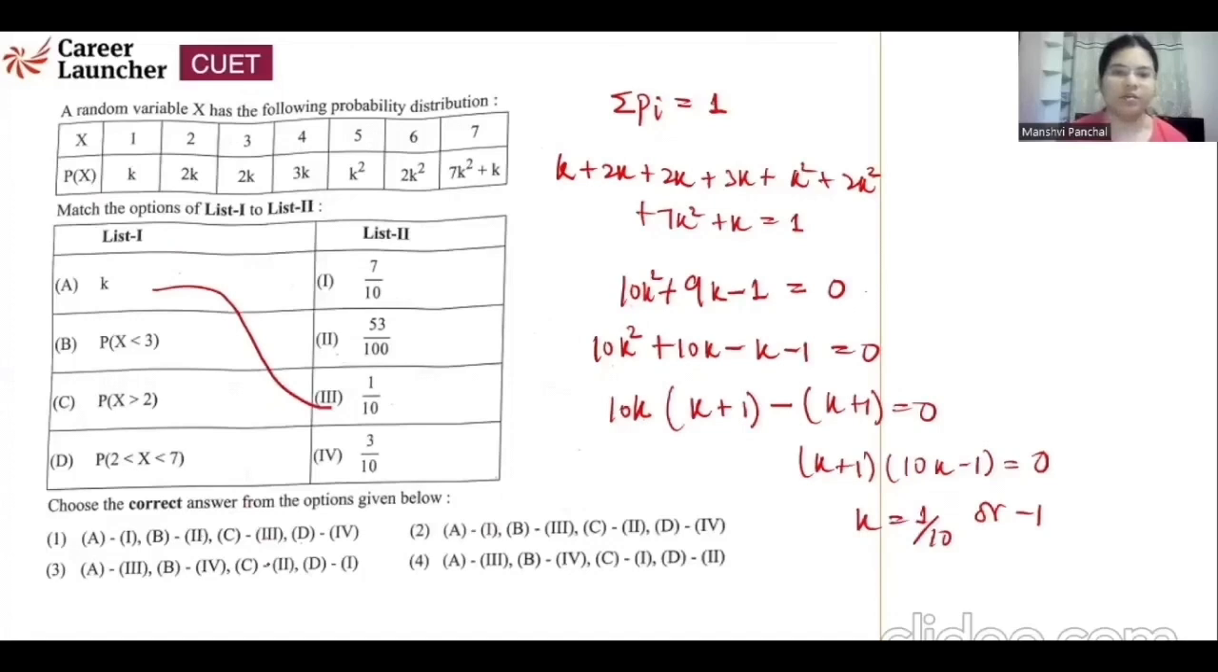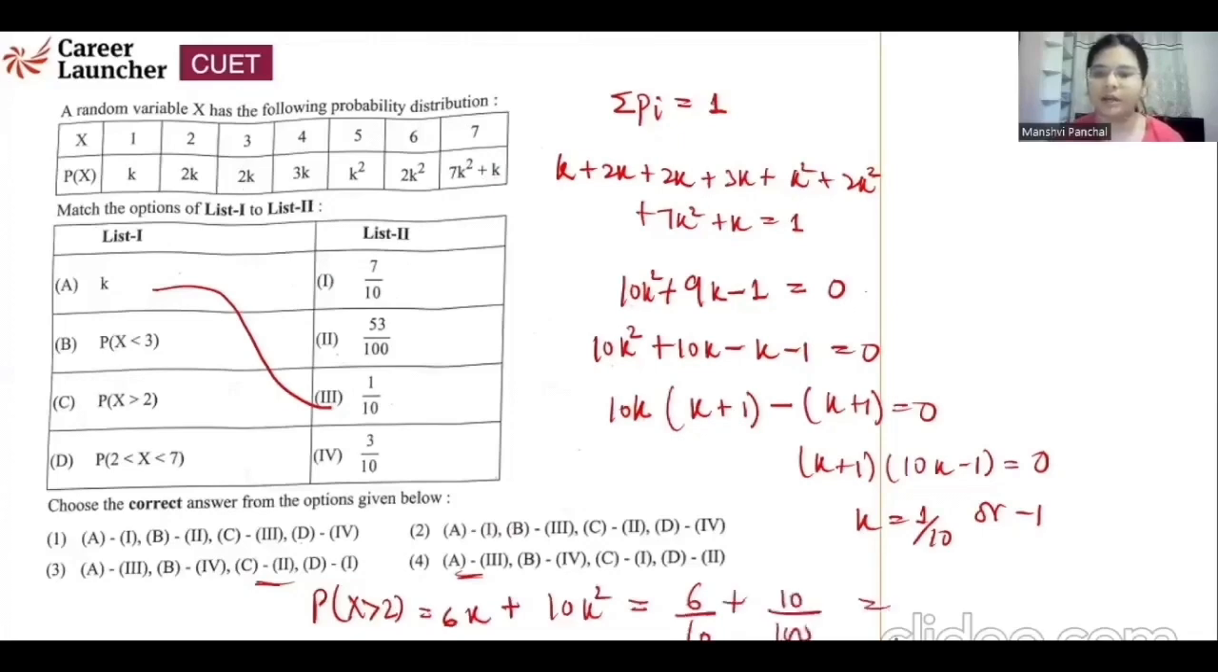So A is 3. We are confused between option 3 and 4. Right? Next, we have to find, let's say, P. So in this B is 4. B is 4, let's find C. So then it will be clear. So P of x greater than or equal to 2. We have 2k plus 3k, it means 5k plus k, so 6k plus 10k square. So this means 6 by 10 plus 10 upon 100, it means 6 by 10 plus 1 by 10, which will be 7 by 10. So C matches to option 1. It means our option 4 is the correct answer.